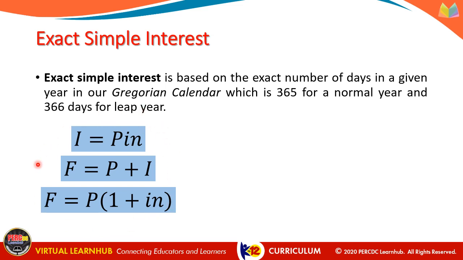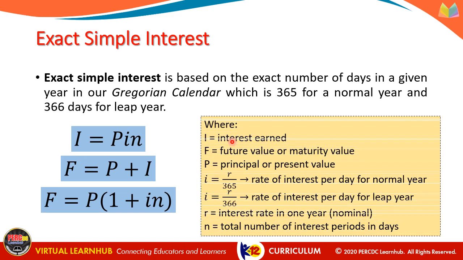These are the same formulas that we have for ordinary simple interest, except that our basis for a year would be the actual number of days in a year, which can be 365 days or 366 days instead of 360 days for banker's year. Okay?